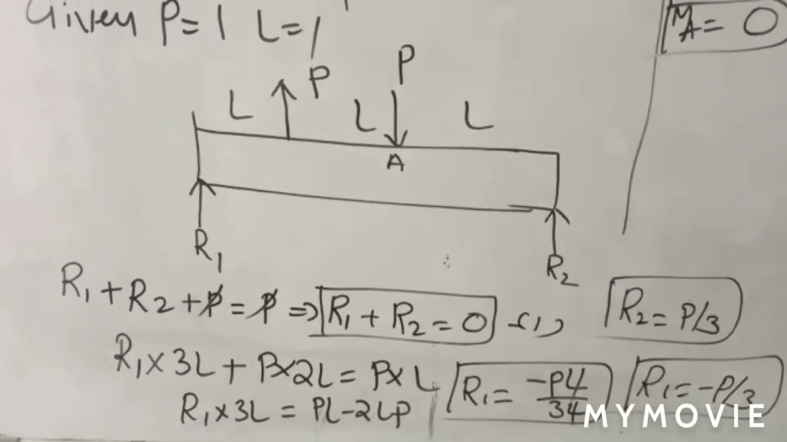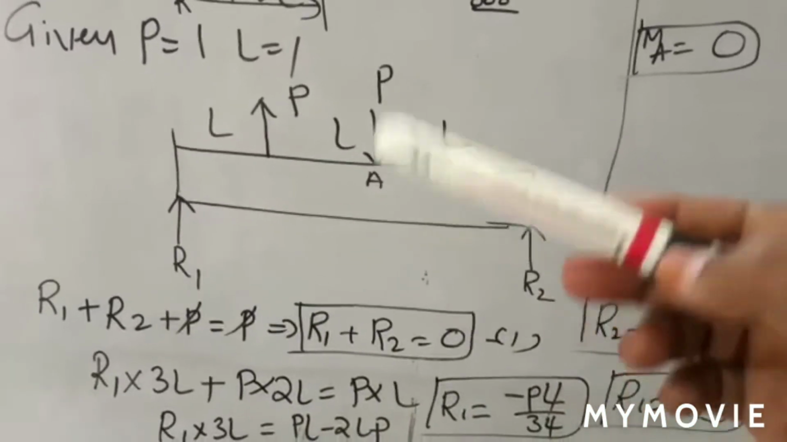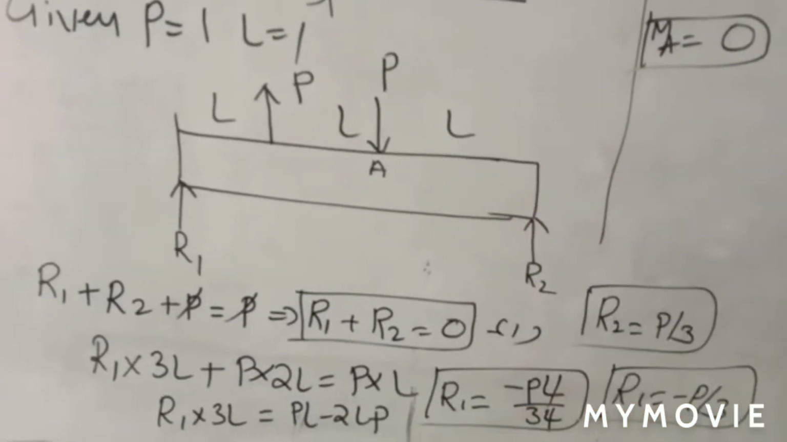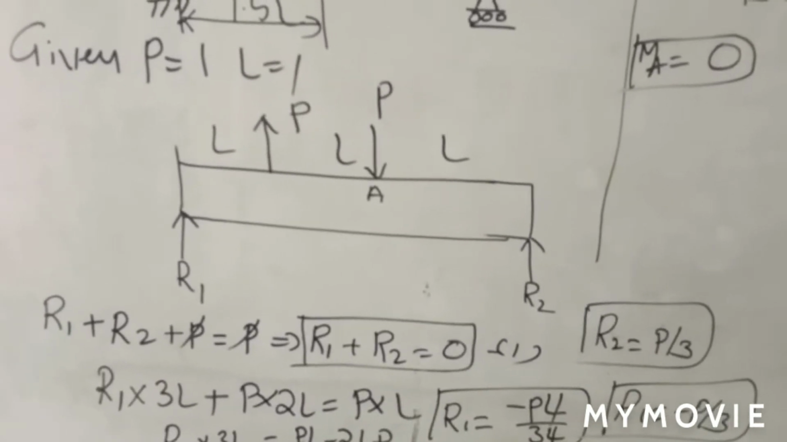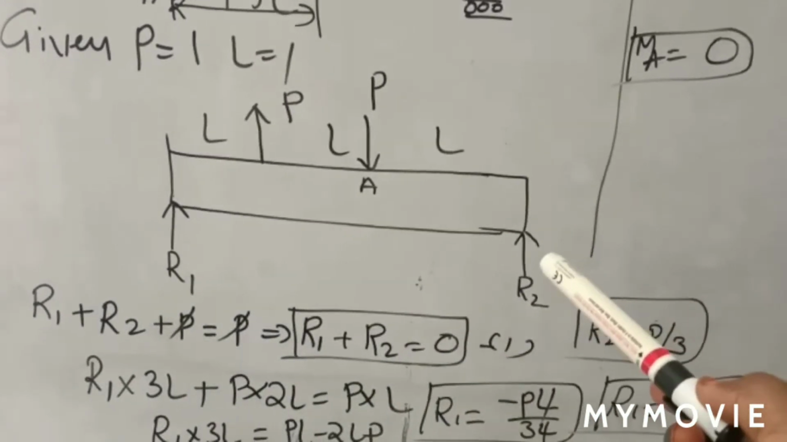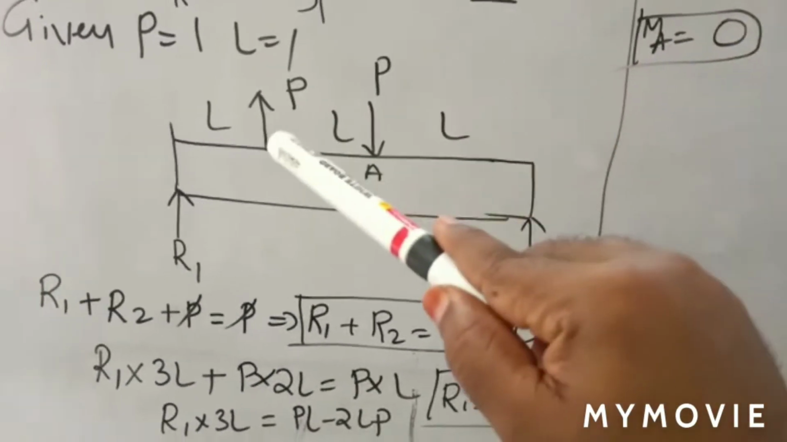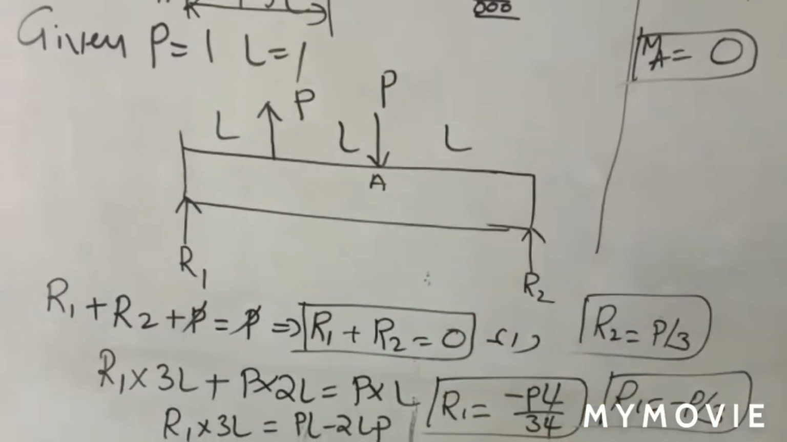So what are the upward forces? R1 and R2. In addition to that, you have the P force, right? The quantity of P value is 1, no problem. But here R1 value and R2 value are both upward forces. In addition to that, you have the P force. P is also acting in the upward direction.